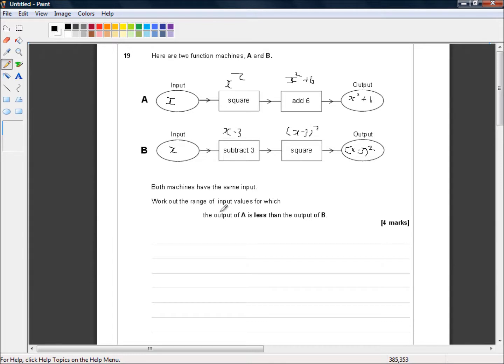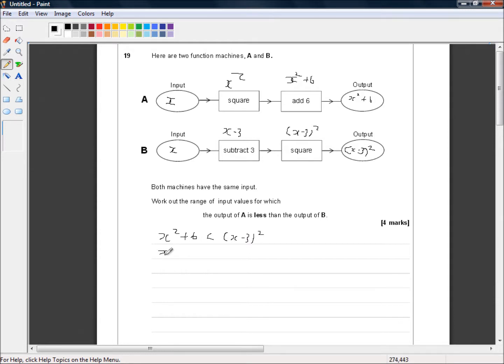And we want to work out the range of the input values for which the output of A is less than the output of B. So we've simply got X squared plus 6 is the output of A, which is less than X minus 3 squared. And then for 4 marks, all we have to do is solve this inequality.